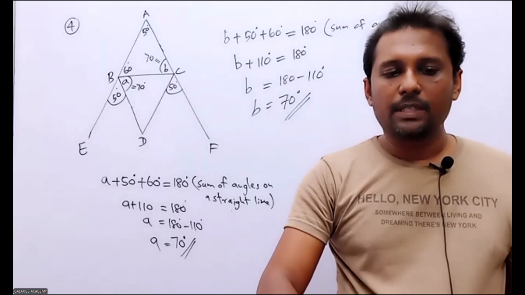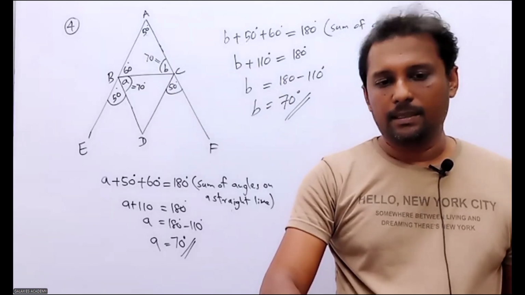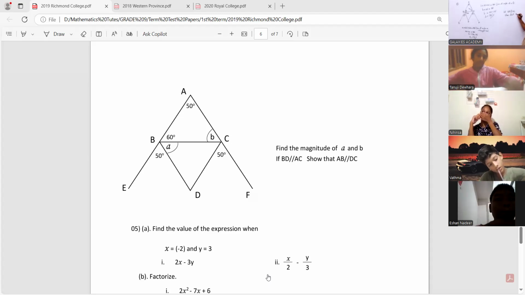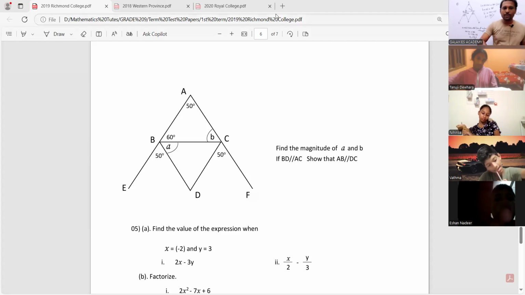Then another piece of data is also given. What if BD is parallel to AC? Show that AB is parallel to DC, right? How can you show this one?